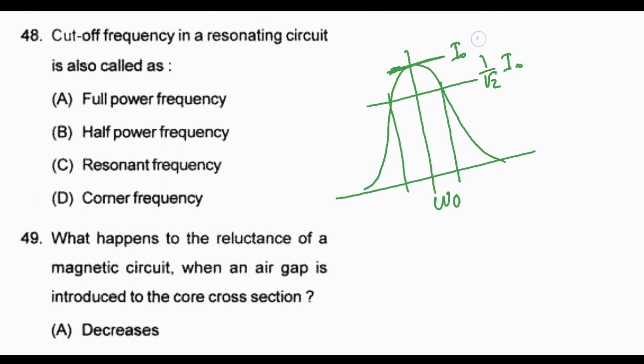Suppose this one is P naught, that is the maximum power, this will be half power. Because power depends upon the square of the current, power here will be P naught by 2. So this is called the half power frequency or 3 decibel frequency. So the answer is half power frequency.